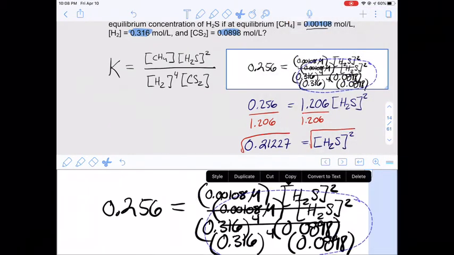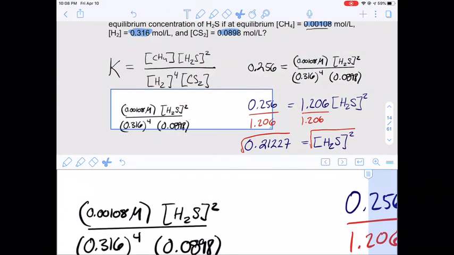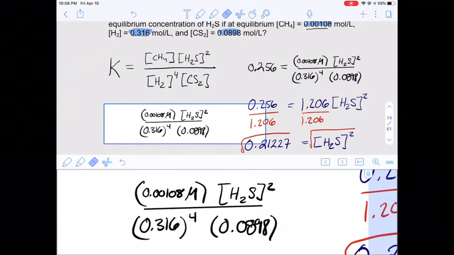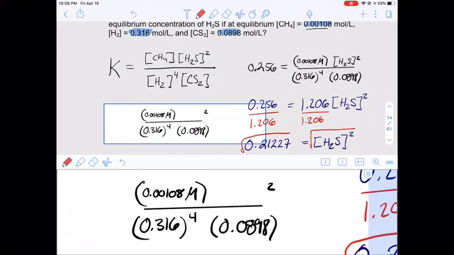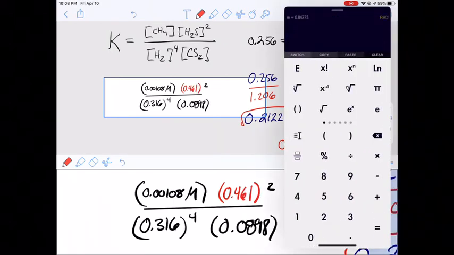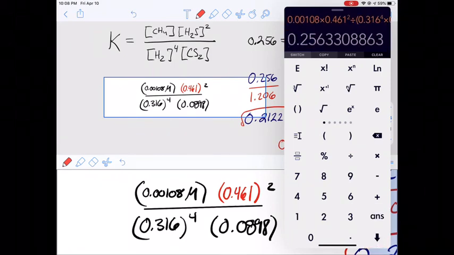It might not be perfect because I am dealing with some loss of significance from the imprecision of my numbers, but hopefully we'll end up pretty close. So what was that number going to be? 0.461. Bracket that up, and let's see what happens. 0.00108 times 0.461 to the power of 2 divided by 0.316 to the power of 4 times 0.0898, and that gives me 0.256.